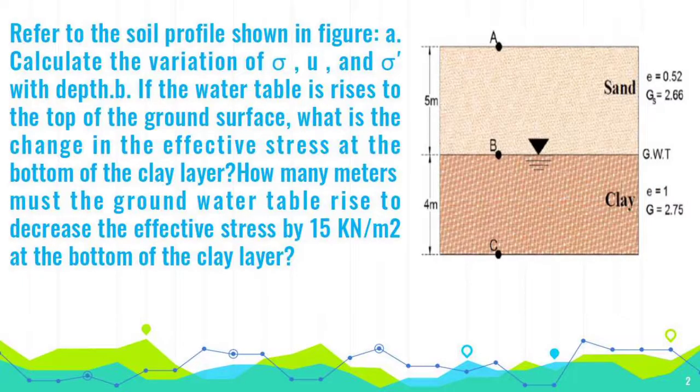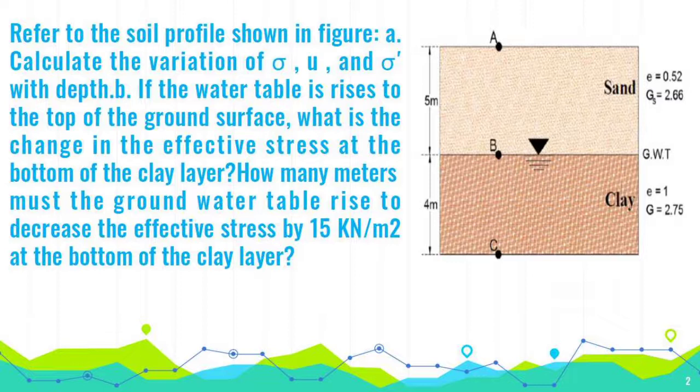Refer to the soil profile shown in the figure. First, calculate the variation of sigma, u, and sigma prime with depth. Second, if the water table rises to the top of the ground surface, what is the change in the effective stress at the bottom of the clay layer?